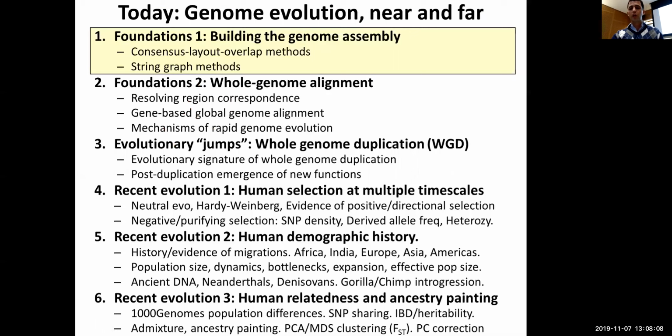The second foundation to whole genome comparative genomics is really whole genome alignment. So being able to actually generate alignments of the resulting sequences on top of each other to basically understand what nucleotides and what regions correspond to each other across species in order to understand the events that have separated them. After we've covered these two foundations, then we're going to talk about super distant evolution and what could be thought of as an evolutionary jump, namely the process of whole genome duplication.